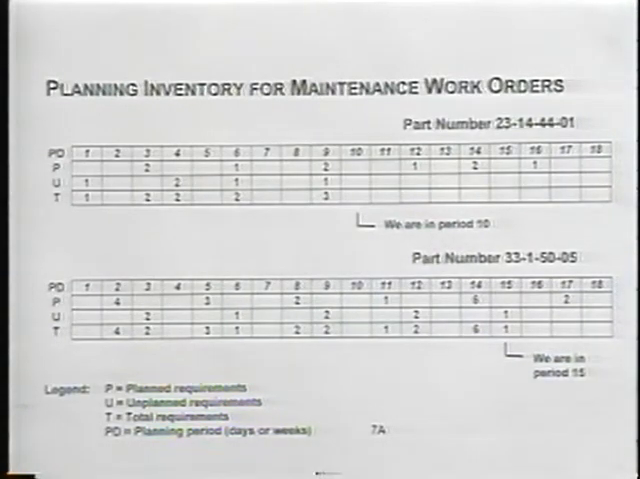Now, looking at the second record for part number 33-150-05, in this case, we're all the way into planning period 15. Again, to the left of period 15, that is from periods 1 to 14, we've shown all of the planned, the unplanned, and total requirements. But going to the right of planning period 15, the only thing we're showing are the requirements for those planned items. Now, here is the key byproduct of this particular exhibit.